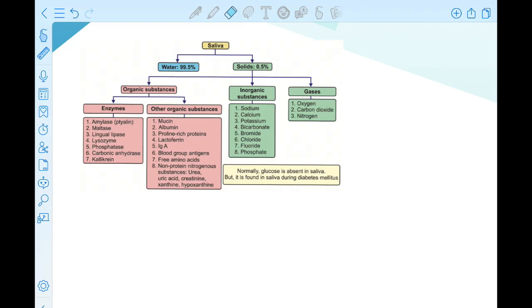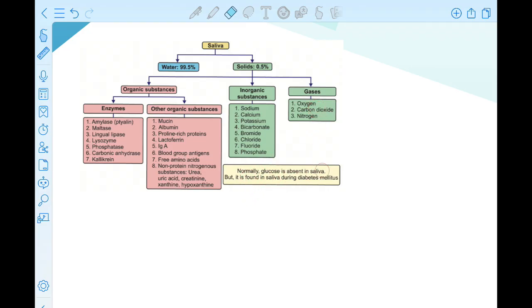Fine. So the organic substances include enzymes like amylase, maltase, lingual lipase, lysozyme, phosphatase, carbonic anhydrase, and kallikrein. The other organic substances are mucin, albumin, proline-rich proteins, lactoferrin, IgA, blood group antigens, free amino acids, non-protein nitrogenous substances, urea, uric acid, creatinine, xanthine, hypoxanthine. And inorganic substances include a lot of elements like sodium, calcium, potassium, etc. And gases are oxygen, carbon dioxide, and nitrogen. And normally it's given there.